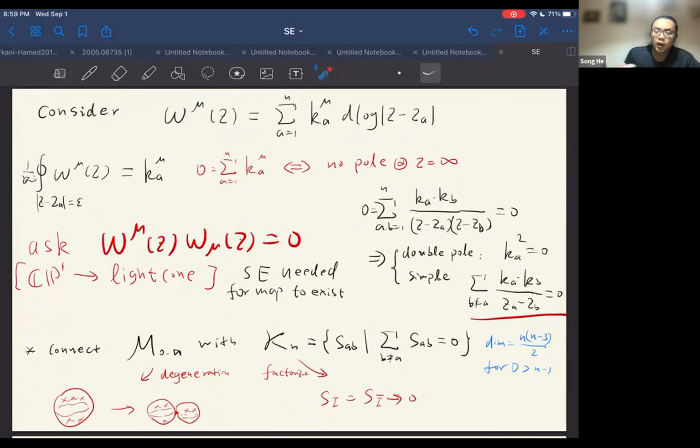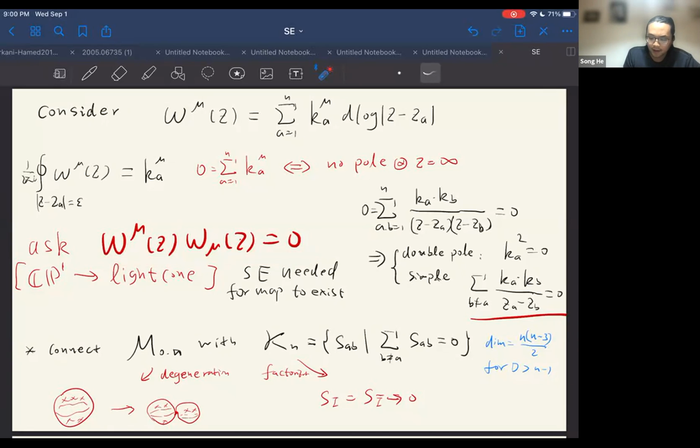But then you ask something a little bit strange. You want this one-form to be null everywhere, for any z. So basically you want a map from CP1, where z lives, directly to the light cone of your momentum space. You're not just asking it to be null at these punctures. You're asking that for any value of z, it satisfies this null condition.